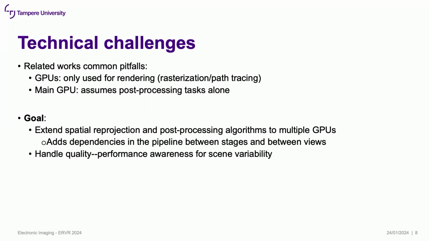adapt our render to the scene variability, because sometimes a scene can be really complex, so it's hard to render in the real-time constraints that we have. So we want to respect that as well.